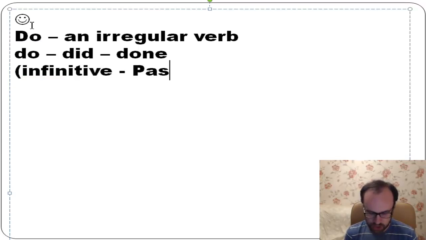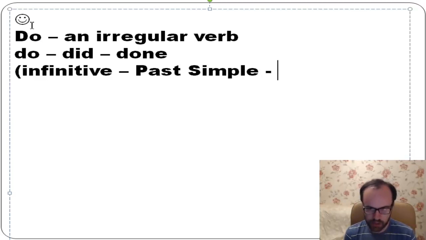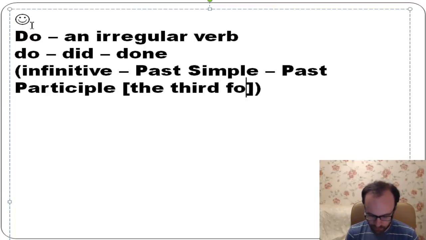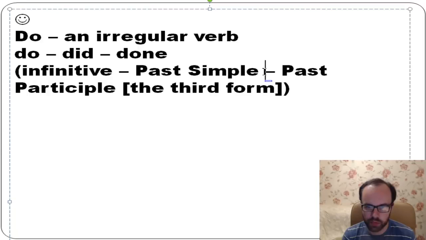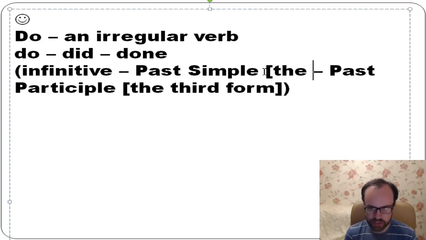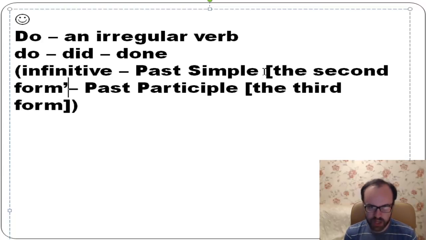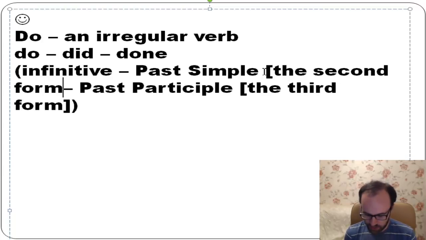We call did past simple. And we call done past participle. Past participle, or the third form. The second form is past simple, and the third form is past participle.